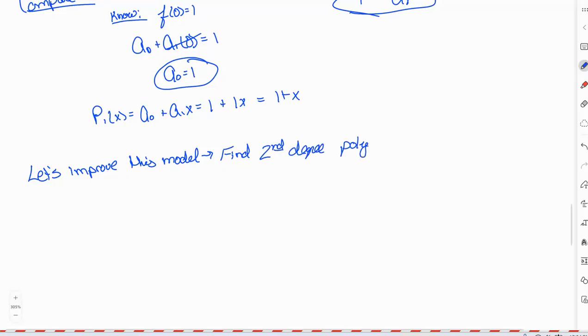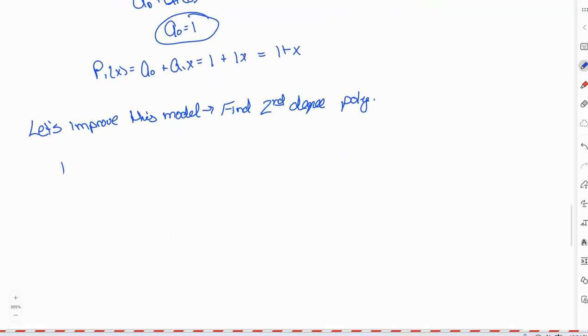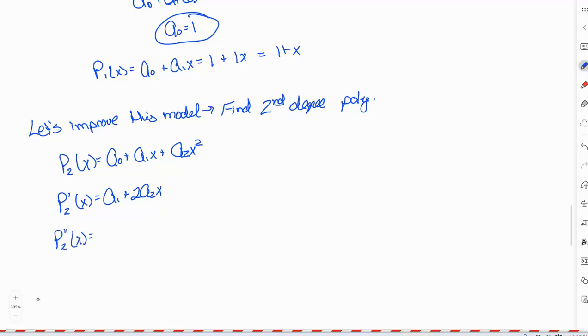We're going to find a second degree polynomial. So what would a second degree polynomial look like? I'll call it P2. It's going to be a naught plus a1x plus a2x squared. So if I take derivatives, the first derivative of that is going to be a sub 1 plus 2a sub 2x. And the second derivative is going to be 2a sub 2.